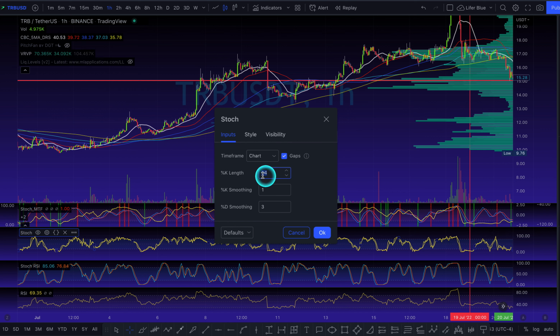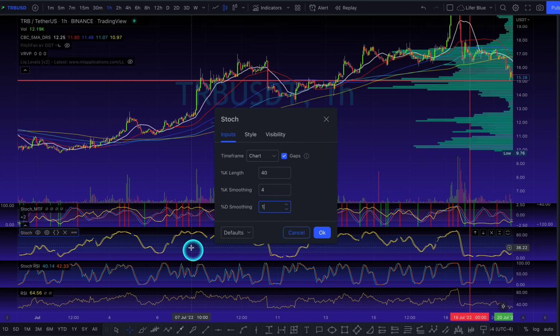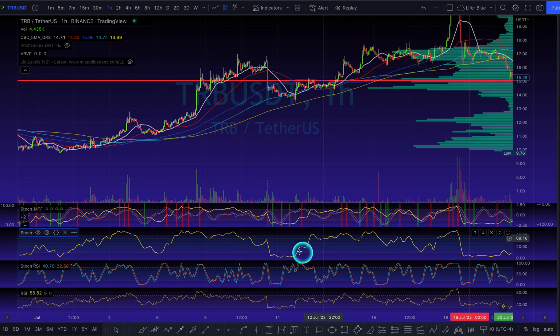We're going to take the K length and we're going to turn it to 40, so it's looking at 40 candles back. We're going to smooth it to 4, and we're going to do 1 on this. And if you notice, it kind of pulls them together into one line, right? It does it once you adjust the settings, so it looks exactly like this one above.